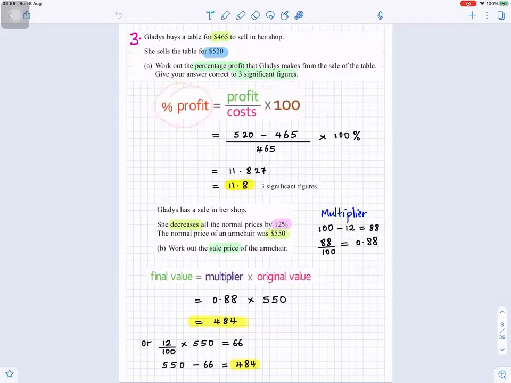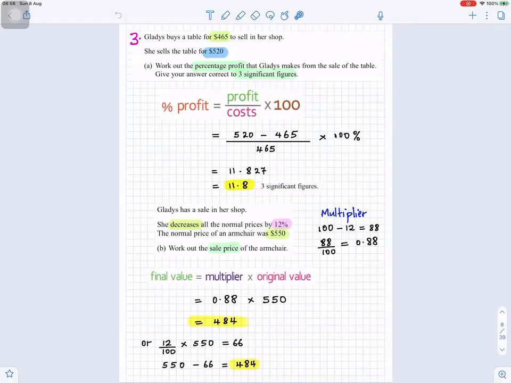Percentage profit is equal to profit divided by cost times 100. To get the profit, 520 minus 465, divided by the original price, the cost, 465, times 100%. That gives you 11.827, which is 11.8 to 3 significant figures.